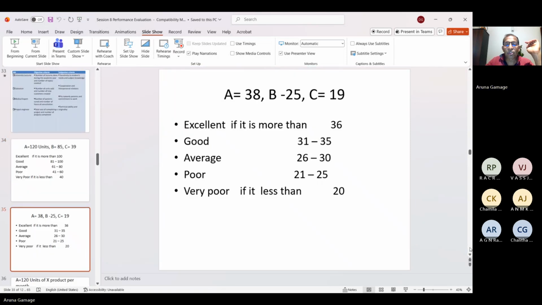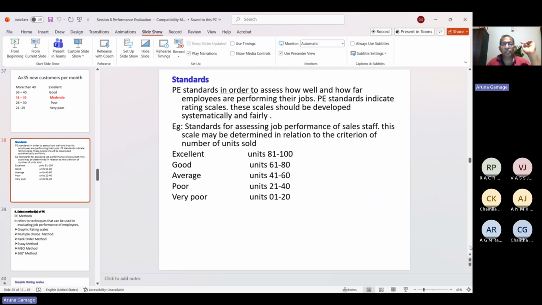Then, standards are rating scales. In order to measure the level of performance, you have to have a rating scale. Without rating scales, you can't say exactly whether performance is excellent, good, average, poor, or very poor. Right? For example, one of the sales representatives has sold 150 units per month. What is his level of performance? Is it outstanding, excellent, good, average, poor, very poor? Can you say anything? One of the sales representatives has sold 150 units per month.